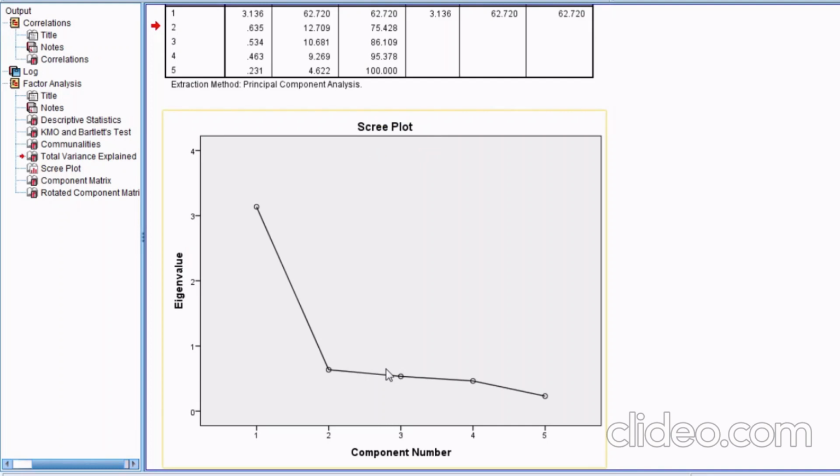But at this value, there's a big drop from component 1 to component 2. And then from component 2 all the way to 5, there's not much of a change anymore. So according to the scree plot, we interpret the number of components above where they tend to not change anymore.